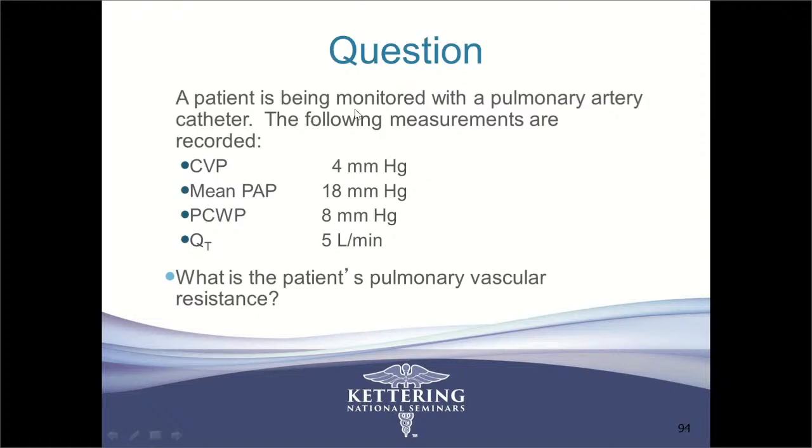Here's another question. Patient being monitored with a pulmonary artery catheter. The following measurements are recorded. Again, I've got a list. I'm going to skip the list and go down to the question. What is the patient's pulmonary vascular resistance? Oh, resistance, airway resistance, P1 minus P2 divided by flow.